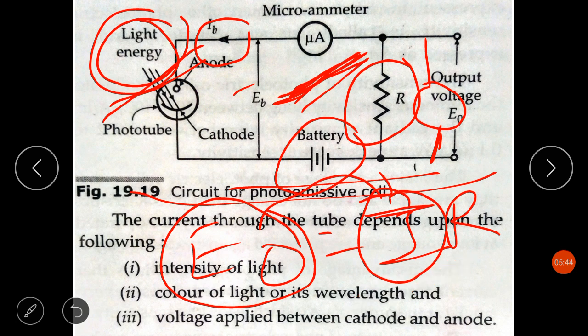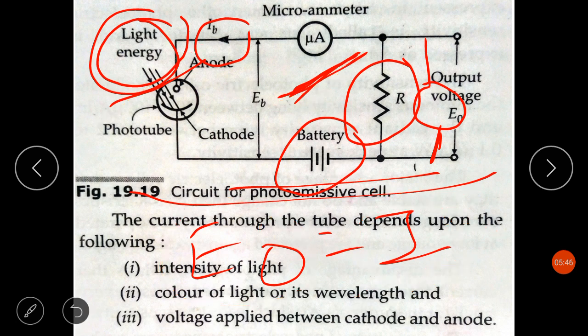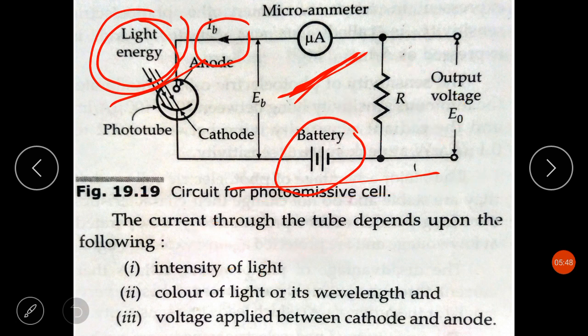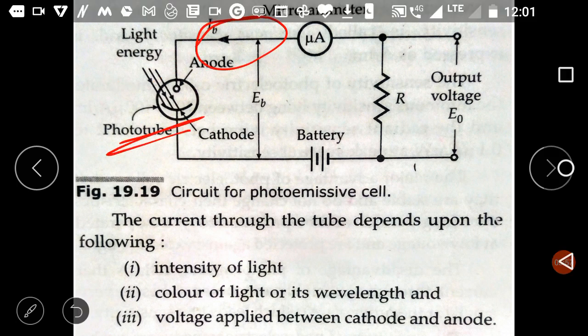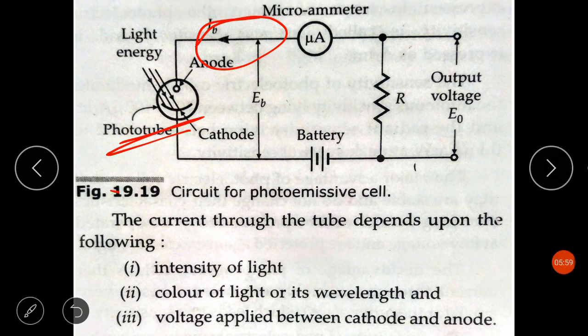As I've told you, this is a transducer because it is converting light energy into electrical energy. It's photoelectric current into electrical energy. So this is a transducer. So if I use a measurement system where I'll be putting this transducer, what will happen?